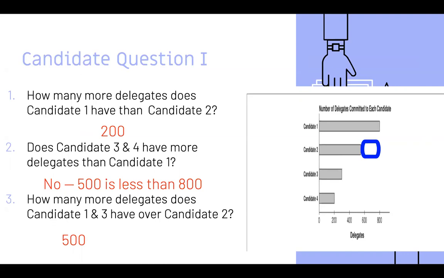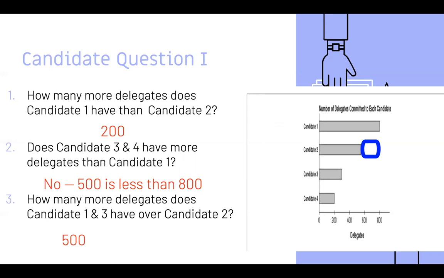We can then look at question two. Do candidates three and four have more delegates than candidate one? We can see the answer is no, because candidate three is about 300 and candidate four has about 200. So that's 500 in all, and candidate one has 800. So 500 is less than 800.